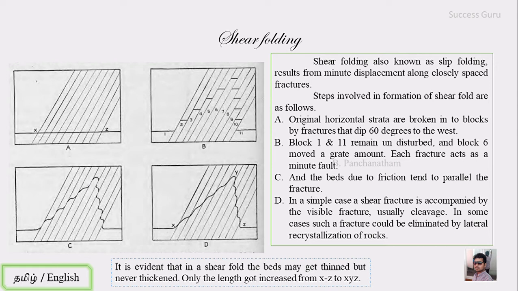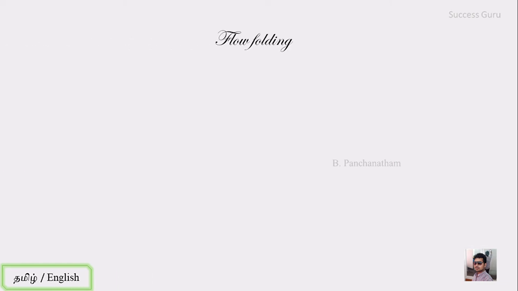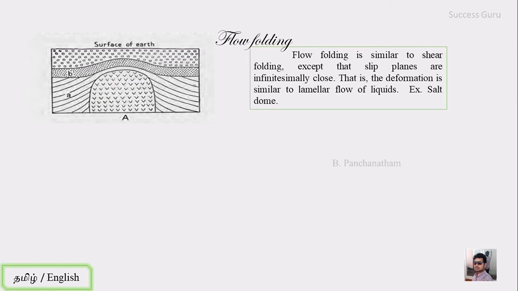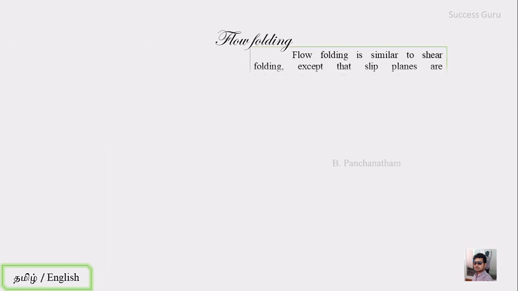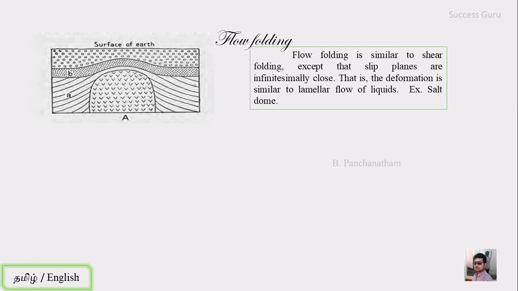Okay, is that clear? And the third one is the flow folding. The flow fold is similar to the slip fold. The difference is that the slipping planes are infinitesimally close, because in the earlier fold, that is the shear fold, you can see the displacement plane, that is the fracture plane, right, which is a small distance away. Whereas in flow folds, you cannot see such a definite fracture plane, all are very close. So it behaves like a laminar flow of a liquid.